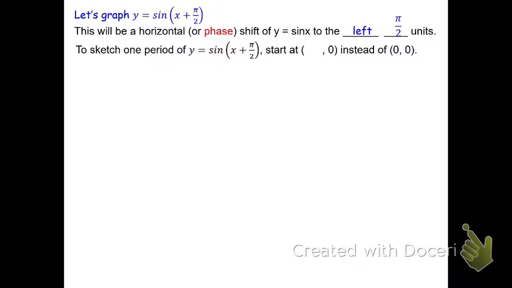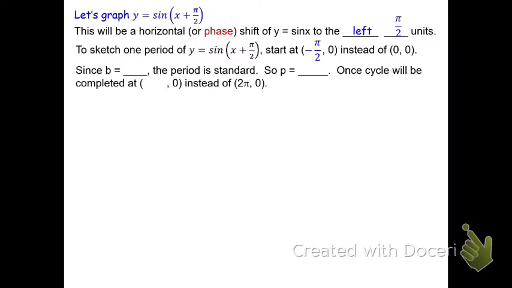So we're going to go ahead and sketch y equals sine of x plus pi over 2, but we're not going to start at 0, 0. If instead of starting at 0, 0, this graph is shifted to the left pi over 2 units, our new starting point is going to be negative pi over 2, 0. Since the frequency of this graph is 1, it is a 1x, the period is going to be standard. 2 pi divided by 1 tells me that the period is going to be 2 pi.